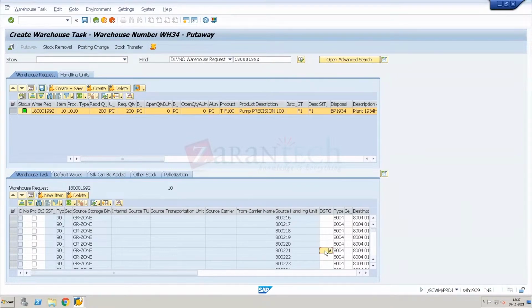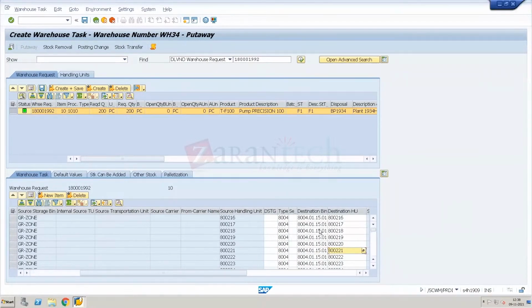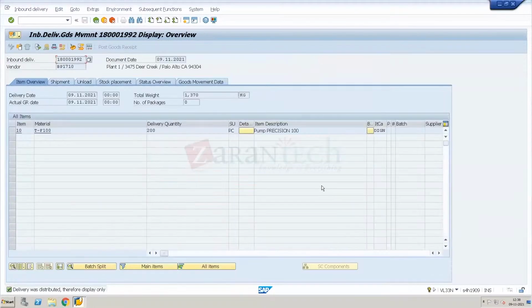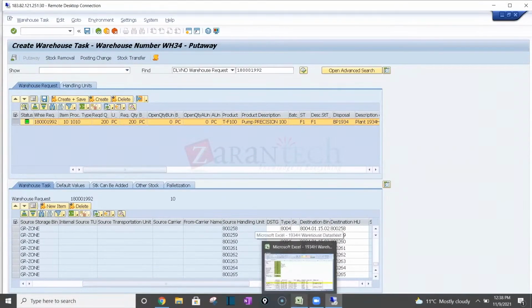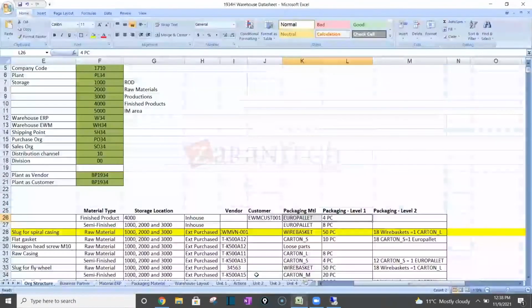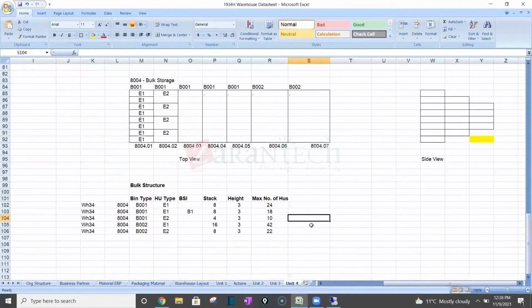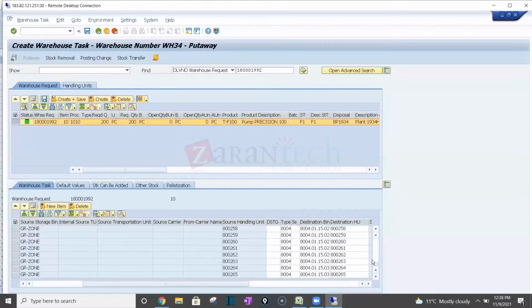See here, you can see it is just trying to put everything into 01, and then it is trying to go to 02 as well. One stack. So the capacity is, we have 200 pieces, so it is around 50 pallets. Yeah, so 50 pallets. So when a bin can accommodate 24, bin 1 gets 24, bin 2 gets 24, and the remaining 2 are going in bin 3.